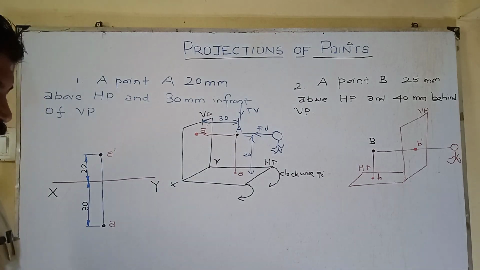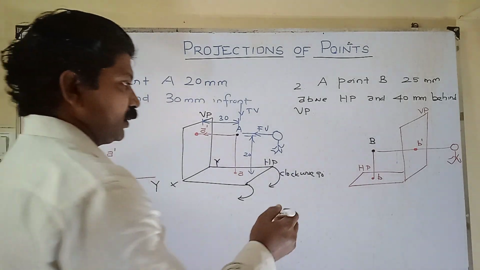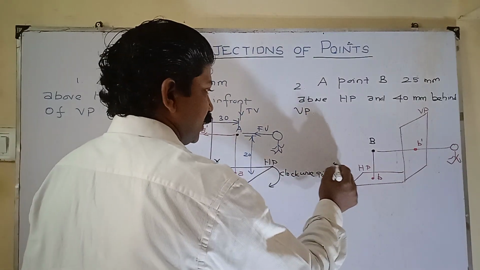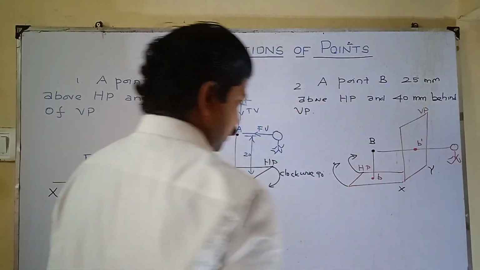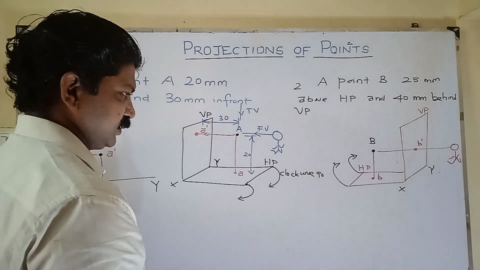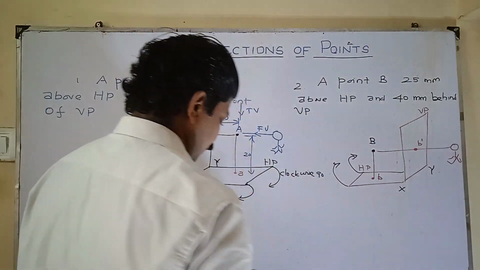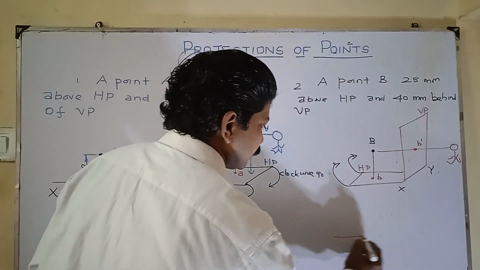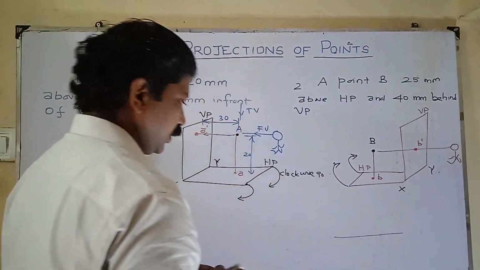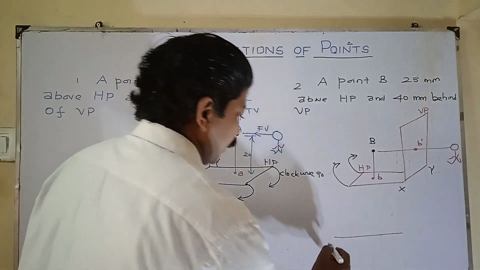After the projection, rotate the horizontal plane clockwise 90 degrees. So the resultant diagram, how to draw the resultant diagram? The XY axis line: by using a 2H pencil, draw the XY axis line.